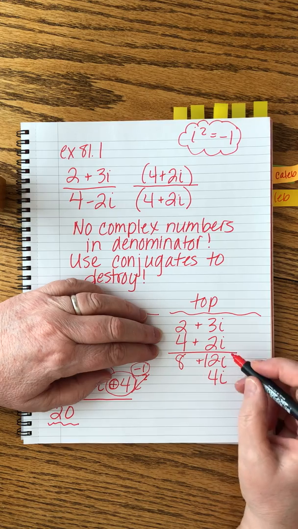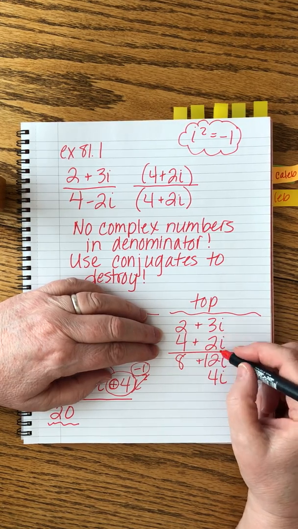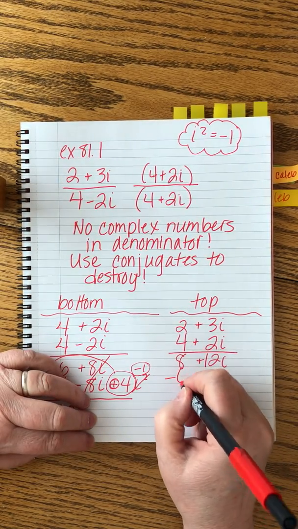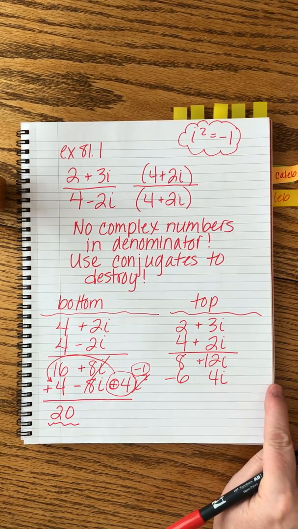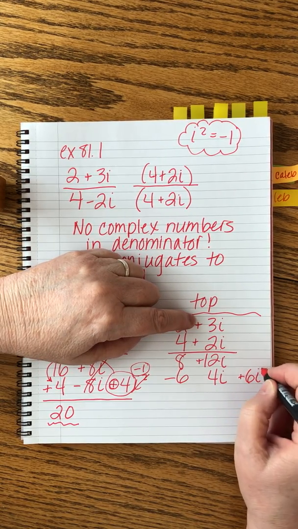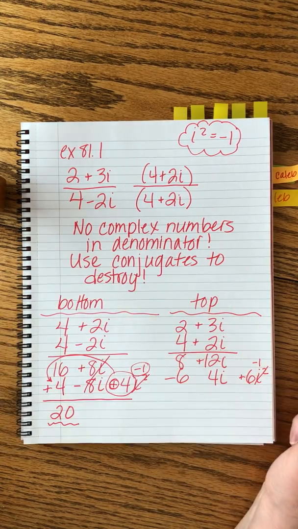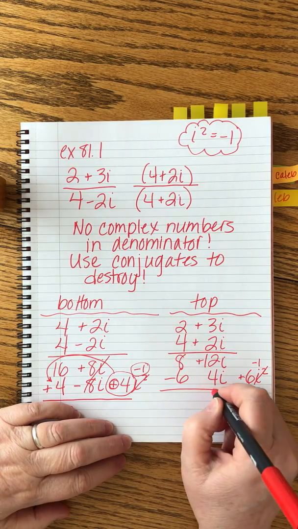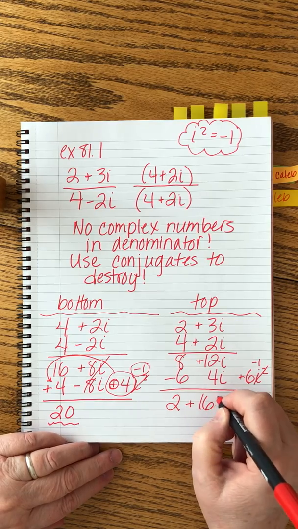This is positive 6i squared. That turns into a minus 1. That turns this into a minus 6. See how I can do all that in my head? If you prefer to write it out as plus 6i squared, and then change that into a -1, and then there it is there. That's perfectly fine. But I'm fine with you doing that calculation in your head. 2 plus 16i.